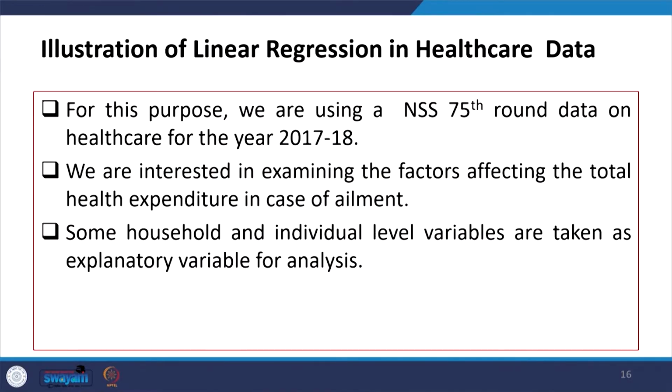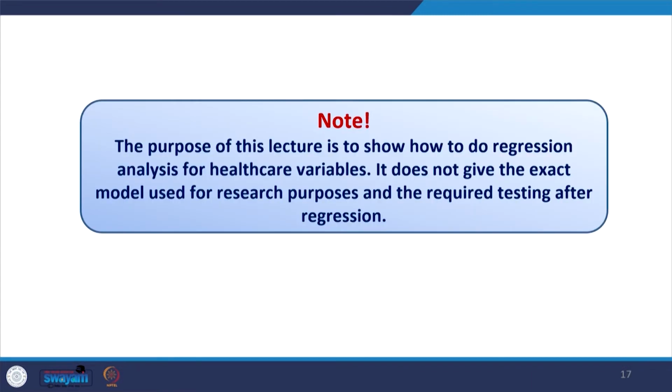Next is guidance on an illustration of linear regression in healthcare data. For this purpose, we are using NSS 75th round data on healthcare for the year 2017-18. We are interested in examining the factors affecting the total health expenditure in the case of ailing persons. Some household and individual level variables are taken as explanatory variables for the analysis.